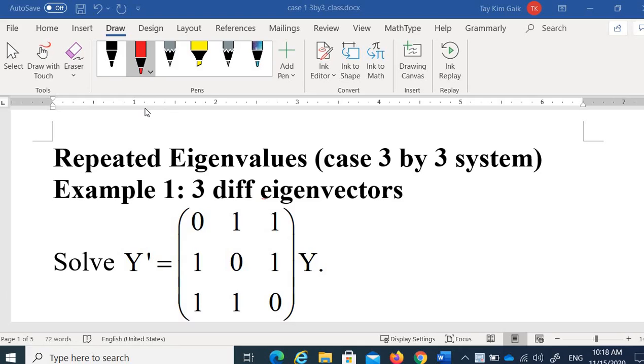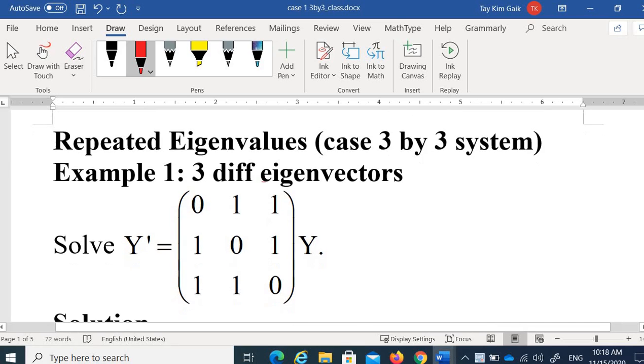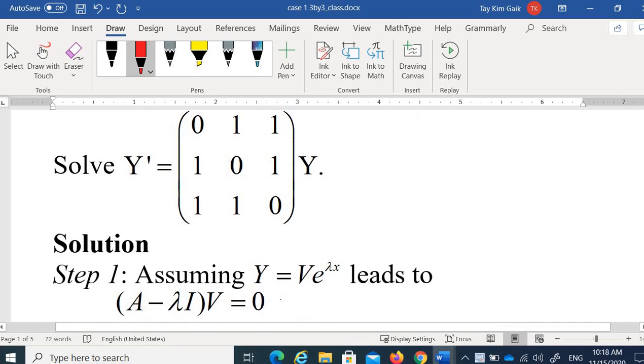Today we are going to learn the repeated eigenvalue for the case of a 3 by 3 system, where we have the first example in which, even though you have a triple repeated eigenvalue, it will lead to 3 different eigenvectors. For example, solve y prime equals the matrix [0, 1, 1; 1, 0, 1; 1, 1, 0] times y.